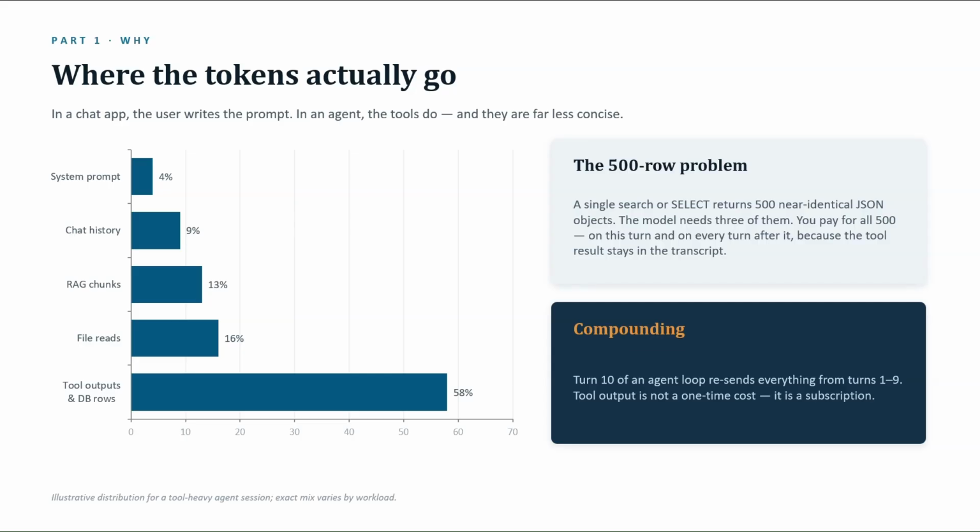So where do the tokens actually go? If you build a chat app, the user writes the prompt. In an agent, the tools do, right? So when you are building a chat app and you give a prompt, where are the tokens exactly being taken? In this chat, you can see the system prompt takes like 4%, the chat history is like 9%, and the RAG chunks, if you are using some RAG kind of system, take like 13%, because RAG is nothing but a retrieval model.